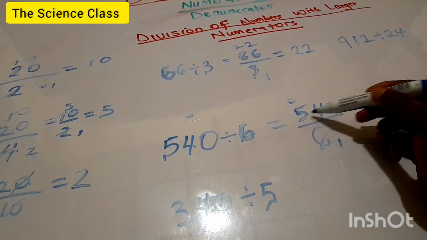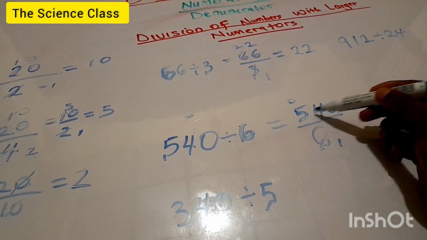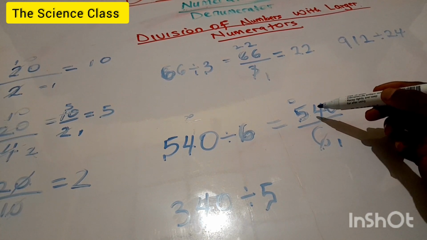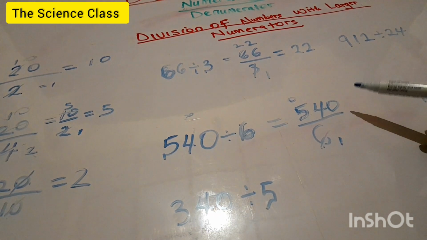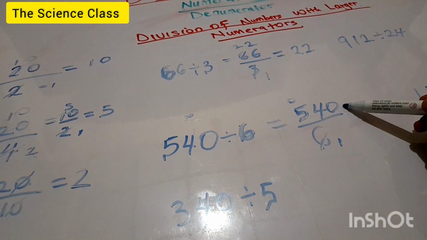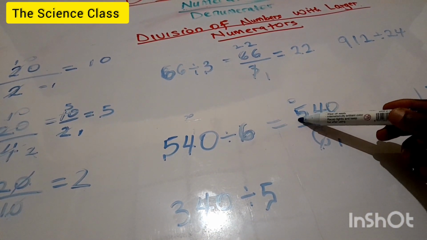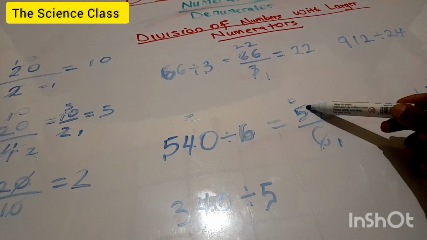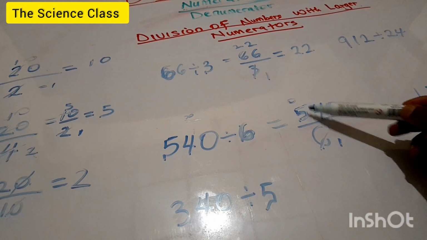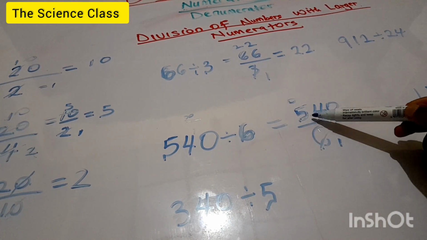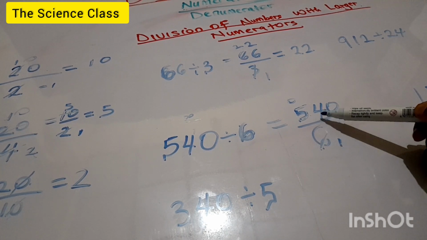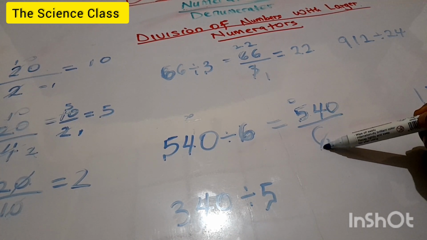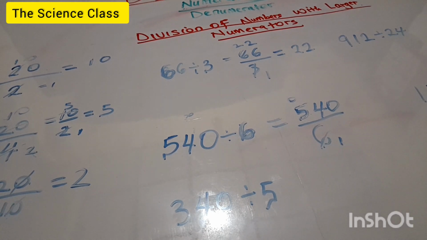Now, you take the second number. When dividing, you divide from the front. When multiplying, you multiply from the back. But when dividing, you divide from the front. So that is why I picked 5 first. Since 6 is larger than 5, I picked the second number and check if these two numbers are larger than 6. All right?